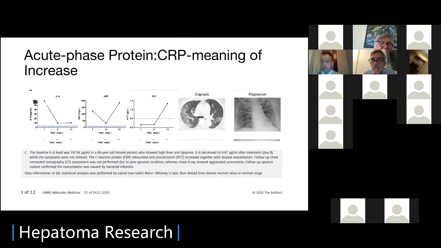This is another example. I think it's just a repetition, but it shows that not always IL-6 is the main mediator. There are situations where the clinical picture worsens, but IL-6 becomes normal. So we may have different situations of damage, and maybe different cytokines are then involved. The next slide.